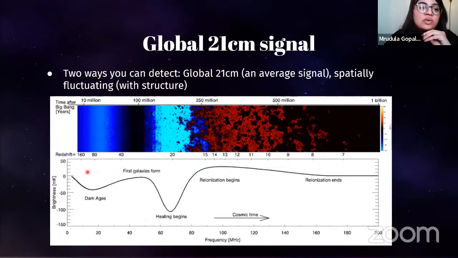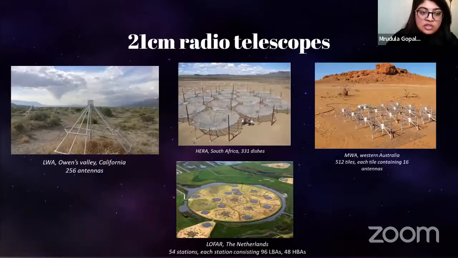So when you're trying to detect an average of the 21 centimeter signal present in the universe, you use global 21 centimeter instruments. And when you're trying to specifically get 21 centimeter from the dark ages or epoch of reionization or later, you use these telescopes that I just talked to you about.